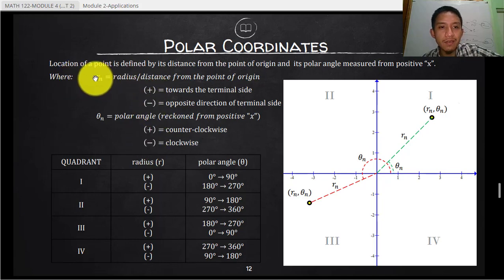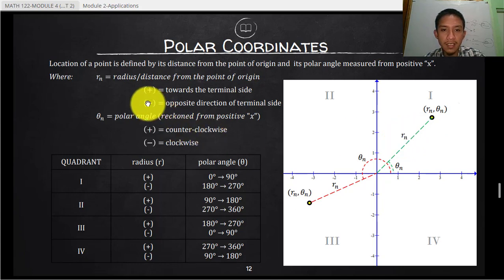So if you have there a negative or positive distance, what is the explanation of that? If you say positive radius, that is a distance, the point is located towards the terminal. If you will go back again in your discussion of trigonometry, in measuring an angle, you have a terminal. So this is the angle, isn't it? From x going to that. So this is the terminal of the angle. If that is a positive distance, then from the origin, that will go towards the terminal, whatever that radius is.